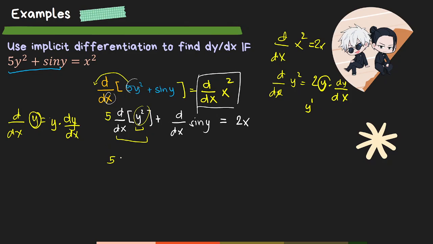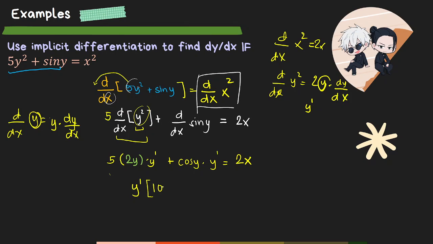Okay? So if we have 5 multiplied to the derivative of y squared, which is 2y, multiplied to y prime. How about sine y? What's the derivative of that? That would be cosine y multiplied to y prime. It's equal to 2x. So basically, you are just going to isolate y prime here.